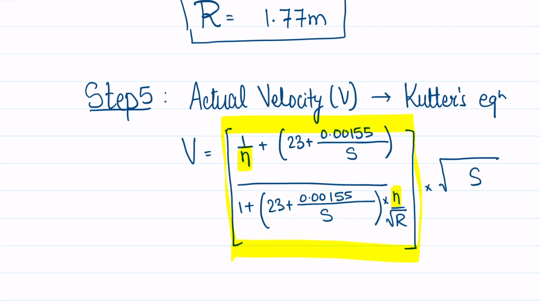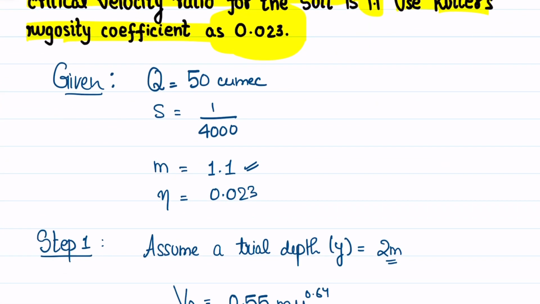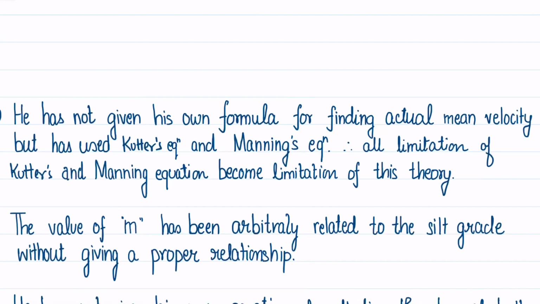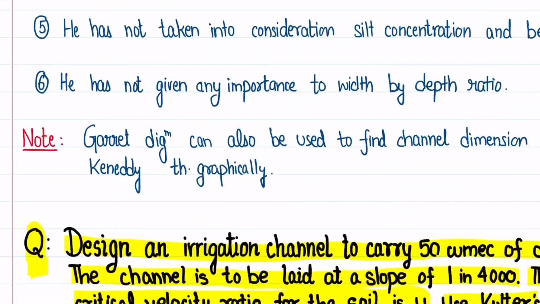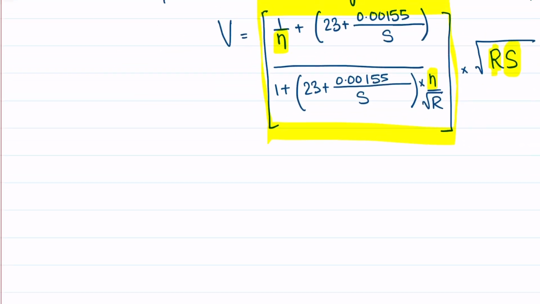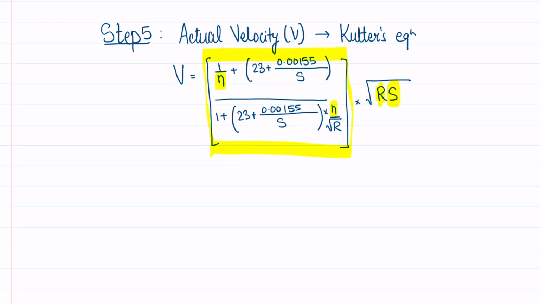Hydraulic mean depth we have already found in the previous steps. The bed slope in this question we have been given as 1 by 4000. If this value was not given, then again we have to assume the bed slope based upon the guidelines that we have discussed in the previous lecture. These are those guidelines. You can assume any value as per your own desire. So to find out the actual velocity, let's put the values here.